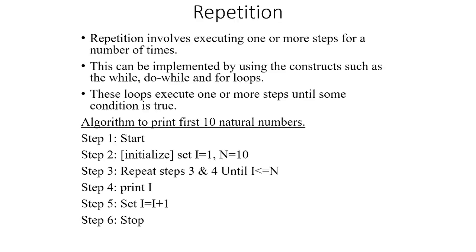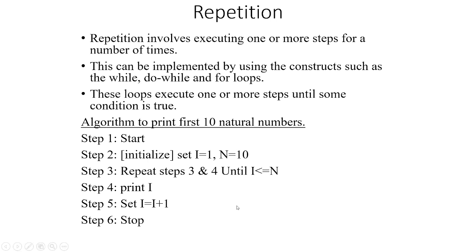Now let us move to the third key feature of an algorithm, that is repetition. That means repetition is going to involve executing one statement, or sometimes more than one statement, a number of times. This can be implemented generally by using constructs like while, do while, for loops. We call these constructs loops. These loops execute one or more steps until some condition is true. Say for example, I have presented an example to print the first 10 natural numbers.